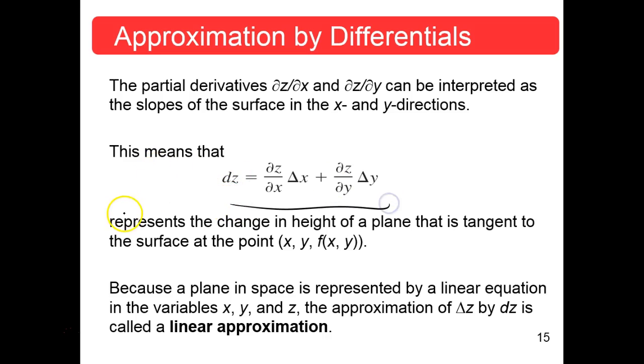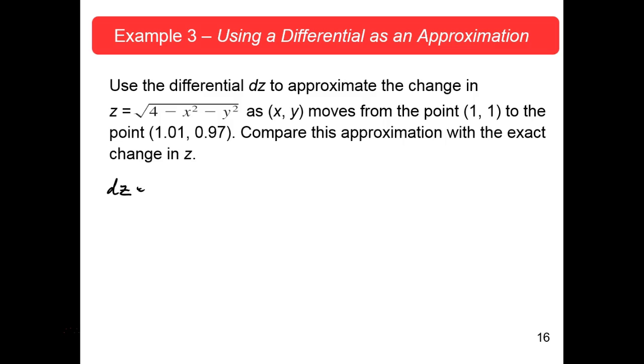There it is. Partial z with respect to x times delta x, plus partial of z with respect to y times delta y. So that would be partial of z with respect to x times your change of x, plus partial of z with respect to y times your delta y. Okay, now, I said it, but let's write it down.